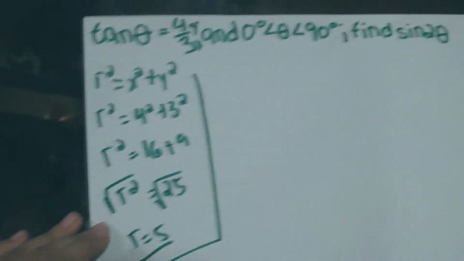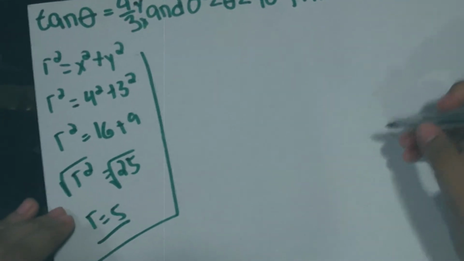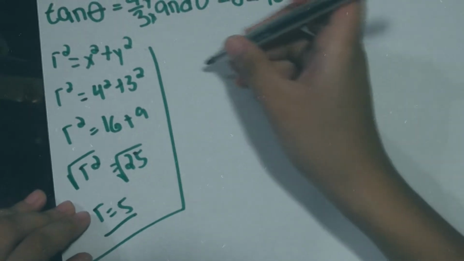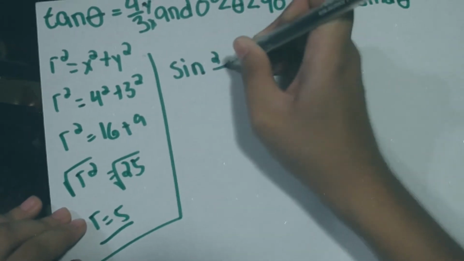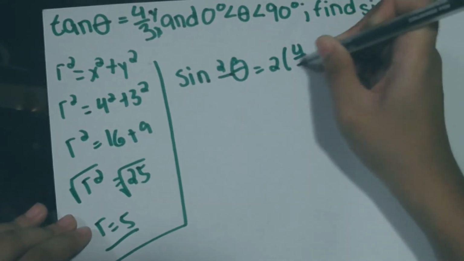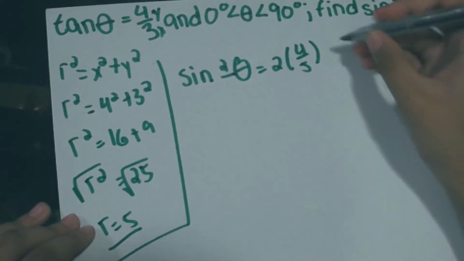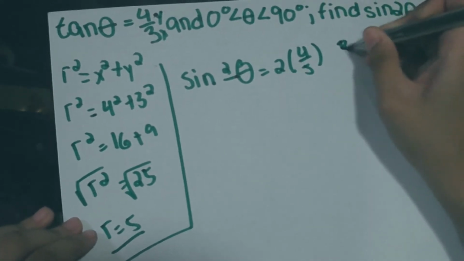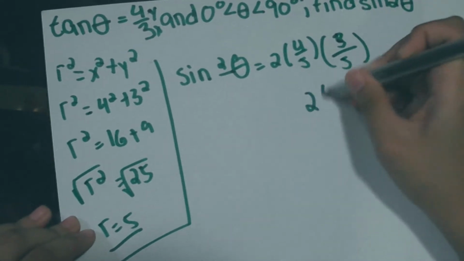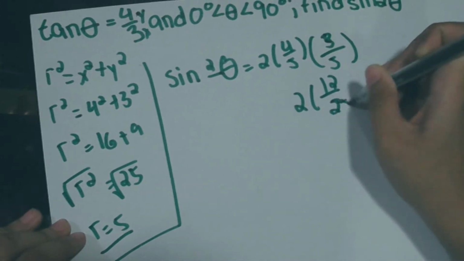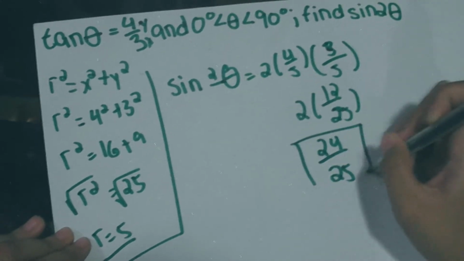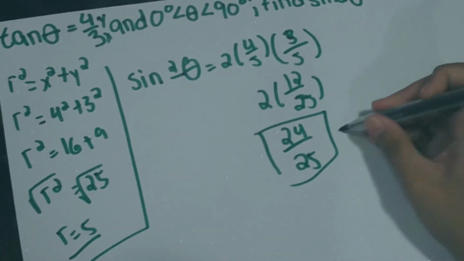Now let's solve for sine 2 theta. Sine theta is equal to y over r. So sine 2 theta is equal to 2 times 4 over 5 times cosine theta, which is 3 over 5. So 2 times 12 over 25 will be 24 over 25, and that's sine 2 theta.